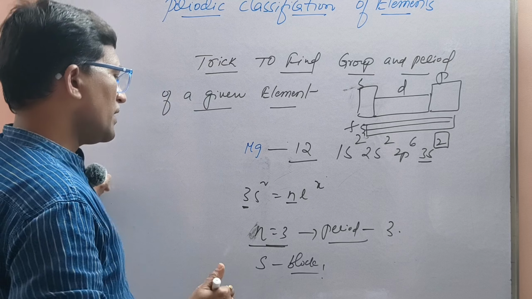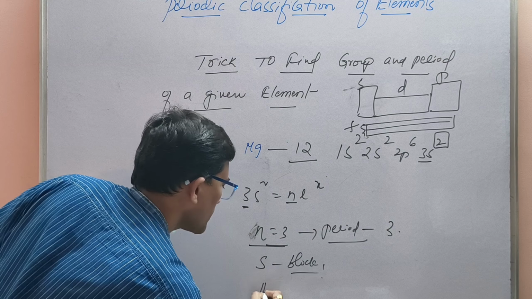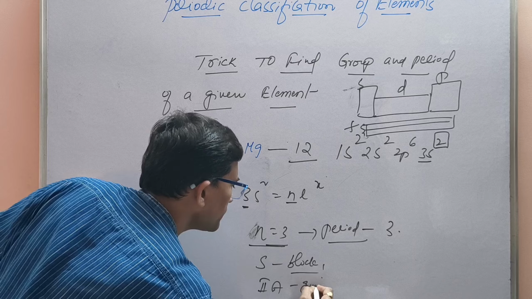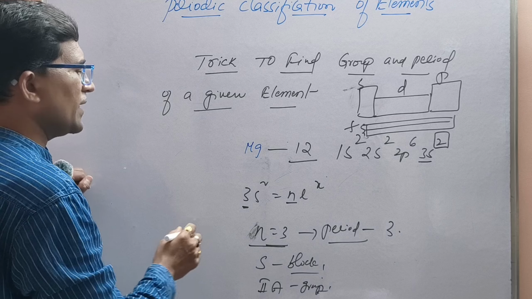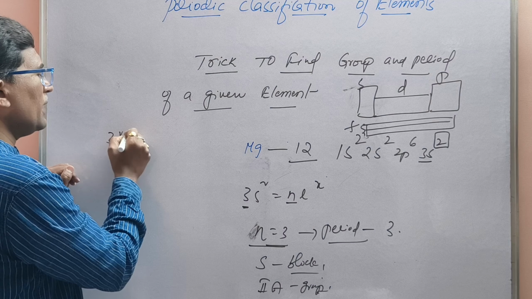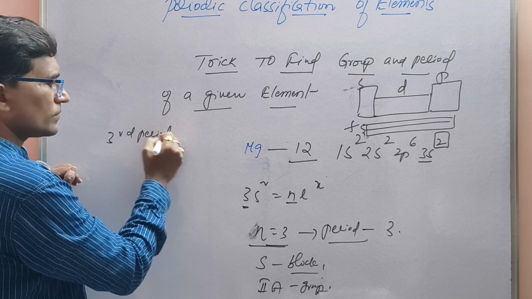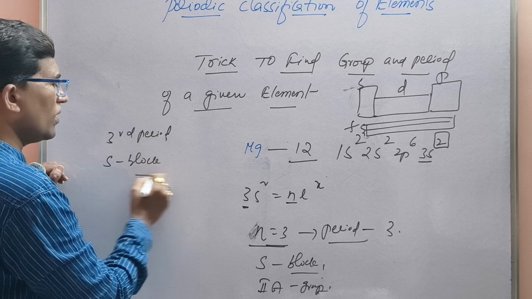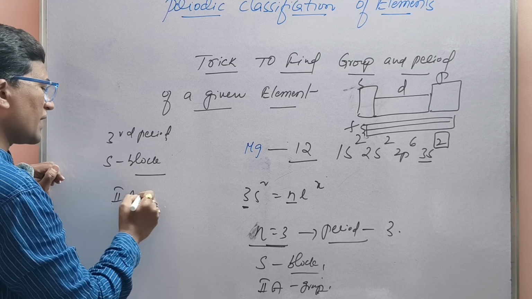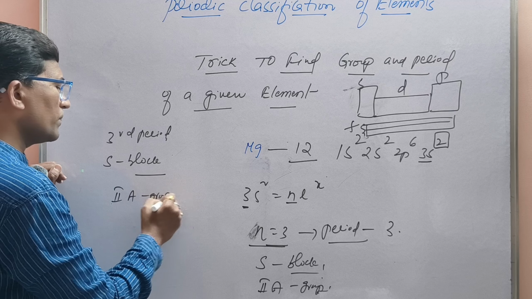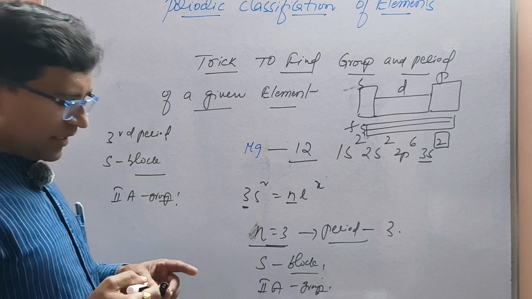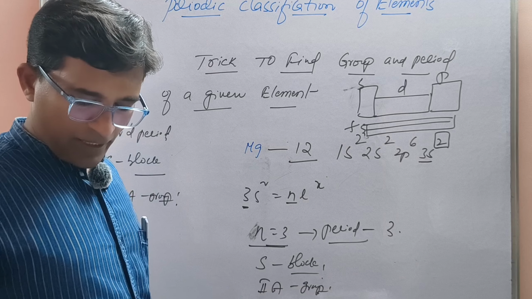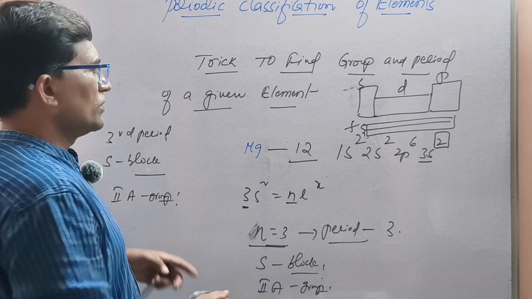So 2 electrons means it belongs to the second A group. That is the third period, and the block is the s block, and the group is the second A group. Now, I will explain one more example.